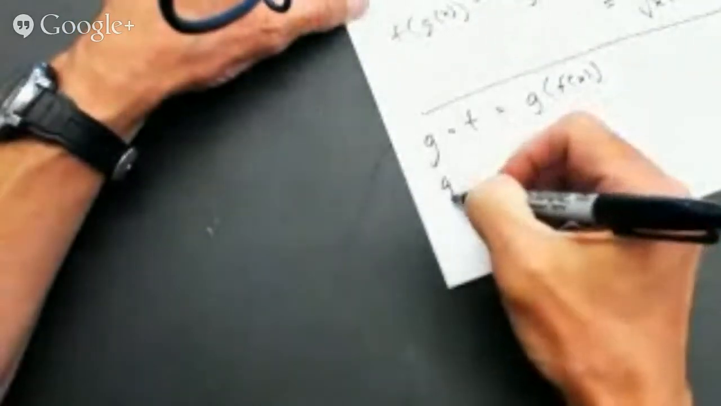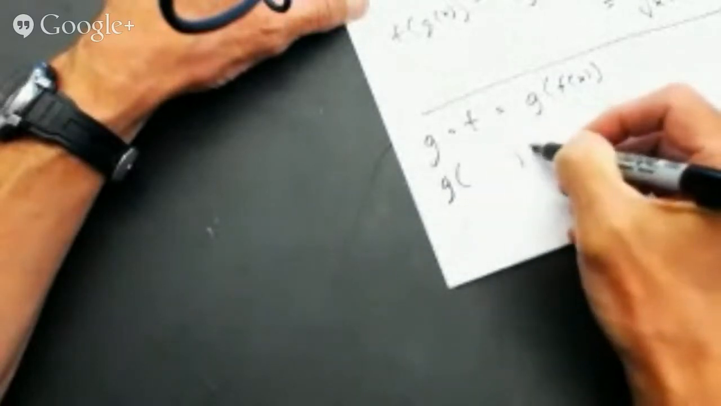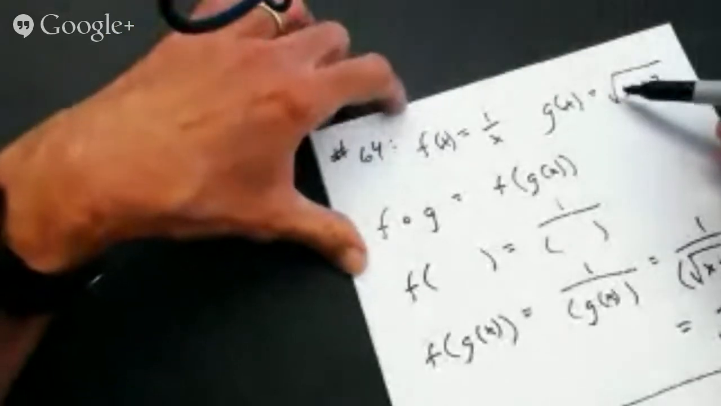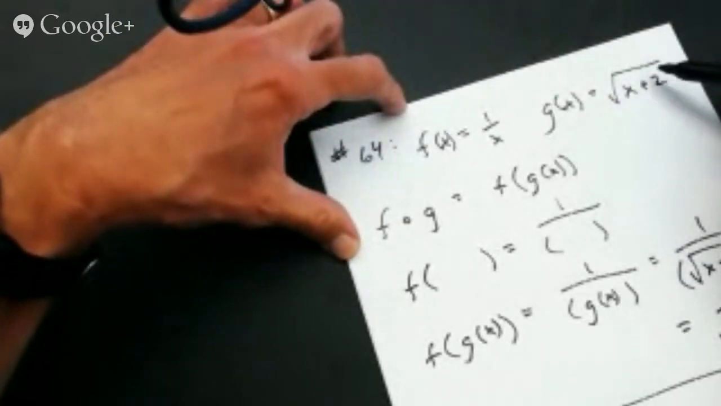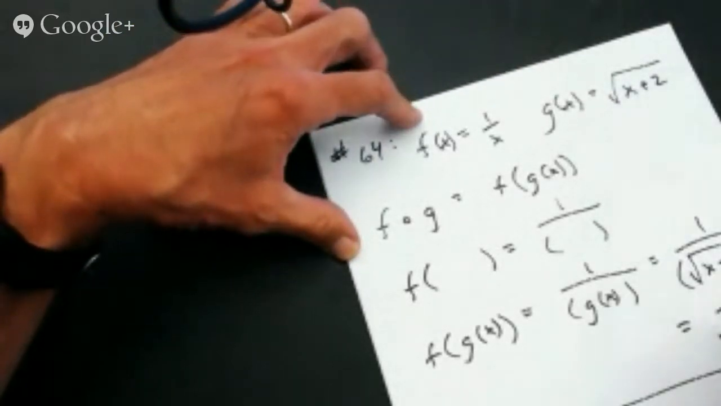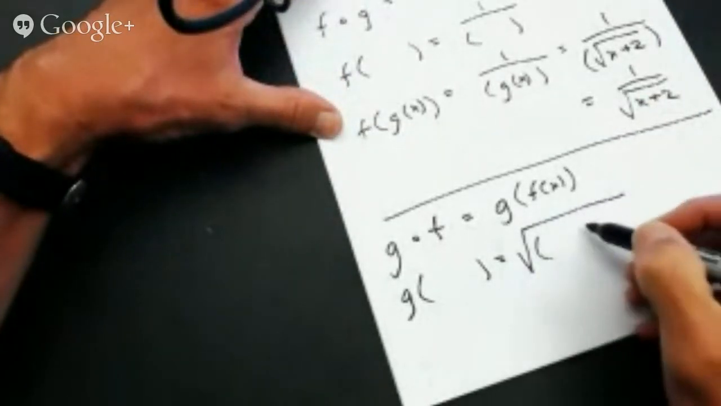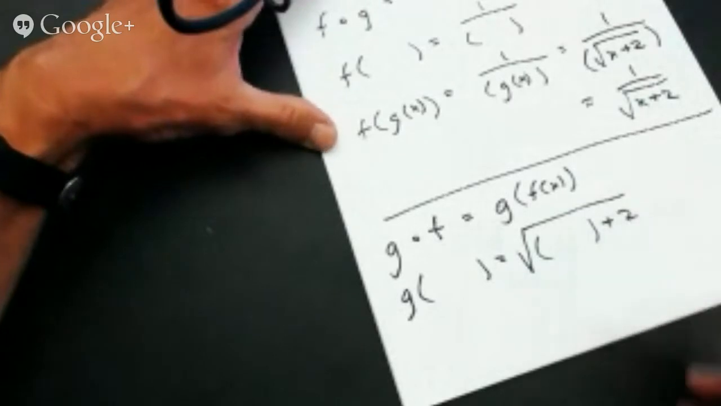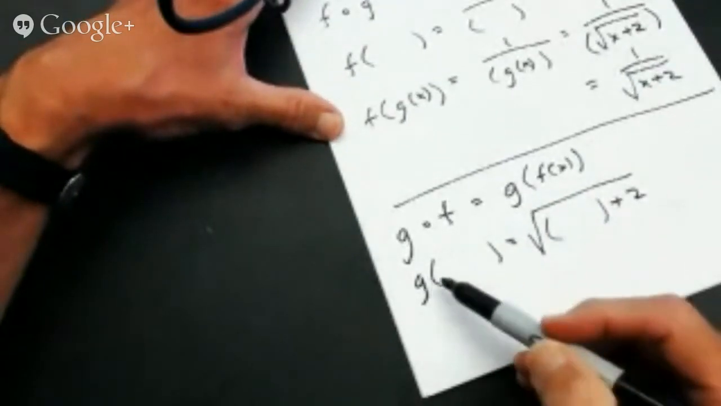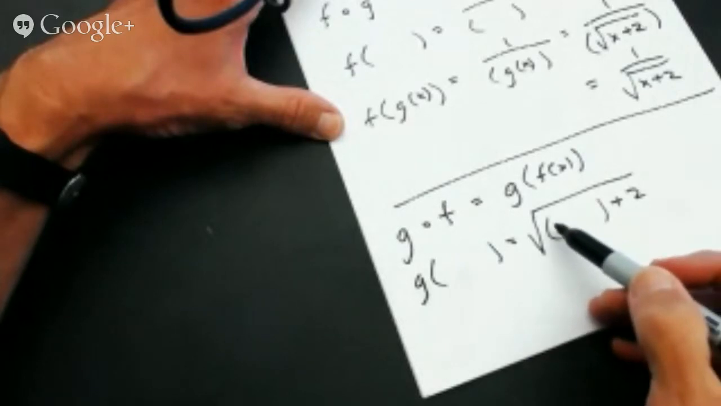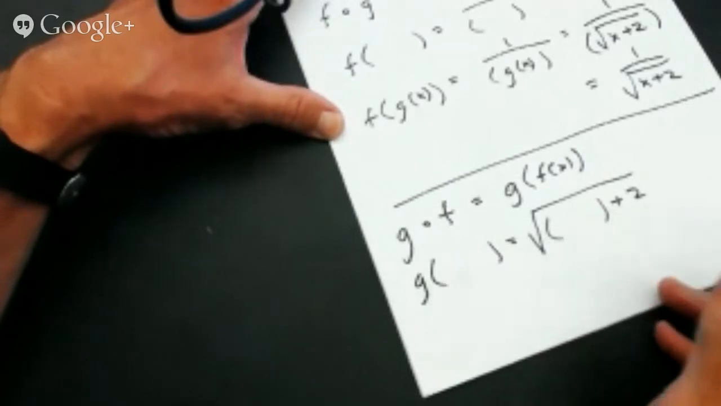You write g parentheses is equal to, and you go up here and look at what the definition of g is. It's the square root of x plus 2. Where the x is, I'm going to put a parentheses. So it's going to be the square root of parentheses plus 2. So the g rule is you take the parentheses and put it where the x is, and that means that in our rule I put a parentheses instead of x.